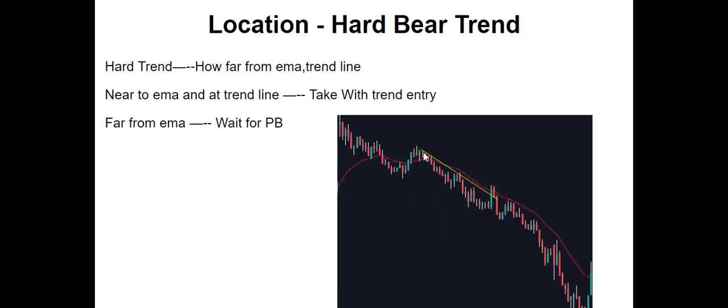Here you see a great opportunity to short. The signal bar is good here. Signal bar, context is good, hard bear trend, location is good, near the EMA and touching the trend line. Here also near the EMA, touching the trend line. If you shorted here, signal bars are good. This is a reversal bar. This is a bearish reversal bar. This is another bearish reversal bar.